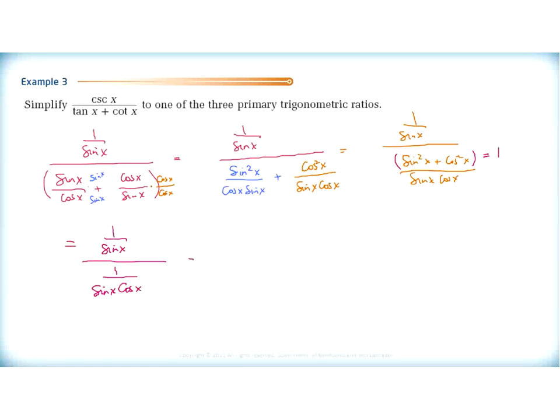So now I'm going to rewrite this as 1 over sine x divided by 1 over sine x cosine x. Let's divide. We end up with 1 over sine x divided by 1 over sine x cosine x, which becomes 1 over sine x times cosine x sine x over 1, multiplied by the reciprocal, of course. This sine x will cancel with this sine x. And I'm left with simply cosine x. It did say to simplify this to one of the three primary trig ratios. I did that. The primary trig ratio is cosine x.